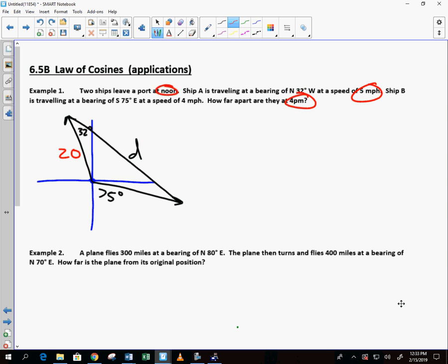5 miles an hour for how many hours? 4 hours. That makes 20. So the other one's 16. Very good, Maya. Are you okay with that? So what do we do to find D? Pythagorean theorem. It's not a right triangle.